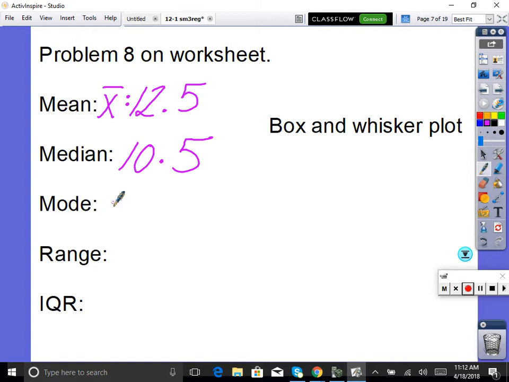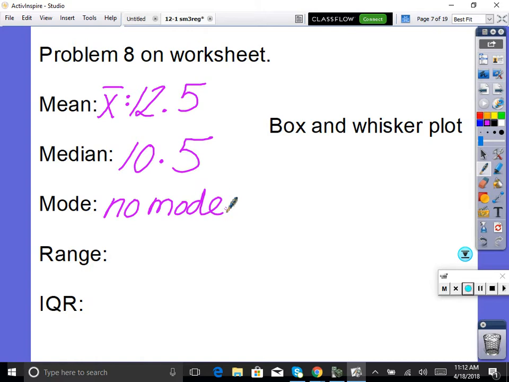Look at the mode at number 8. It's not on the calculator, so you gotta look. What happens most frequently? 11? 11 happens twice? What else happens twice? And what else? Oh, we just had more than 2. No mode.